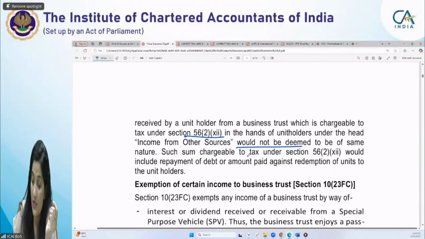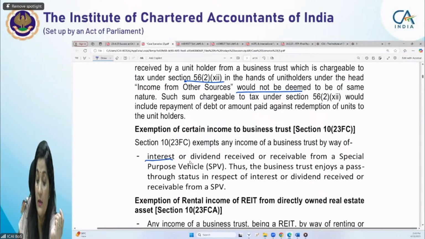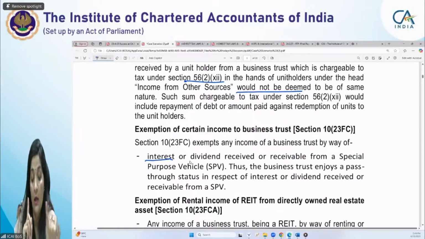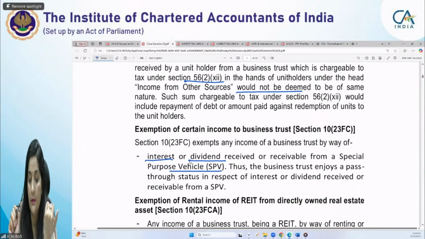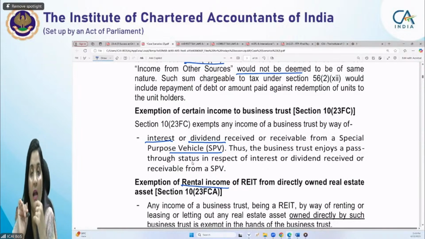So exemption is given with respect to interest. For this, pass through status is given. Remember, it's an important concept. Again, revise this: interest, dividend received from the special purpose vehicle, and your rental income. Rental income, I am telling you. This is exempt in the hands of the REIT.